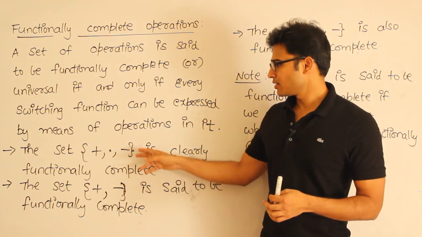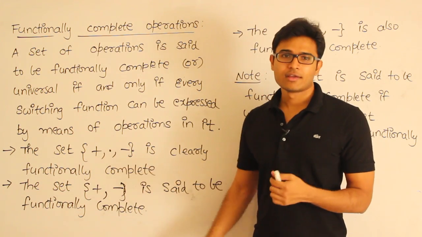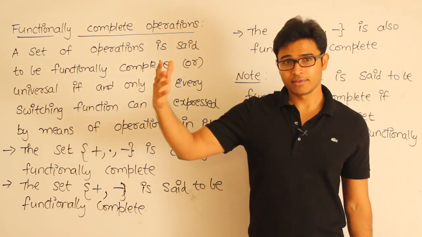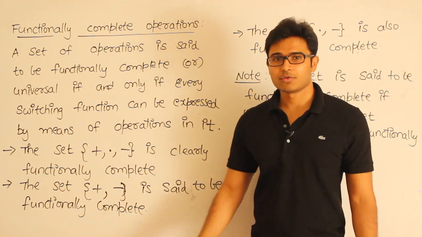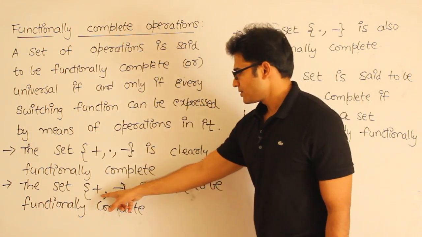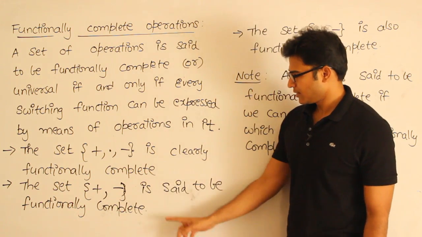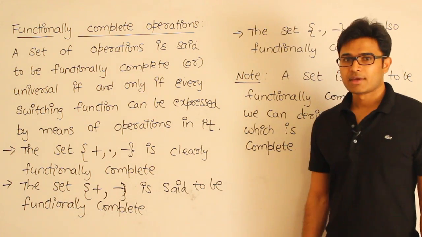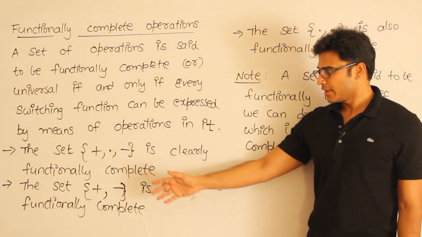But there is no guarantee that if you manufacture plus, dot and complement separately, someone might buy a complement in the future. We don't know that, right? That is why we are interested in functional completeness. The set plus and complement is said to be functionally complete. Why? Because I'll prove it later.